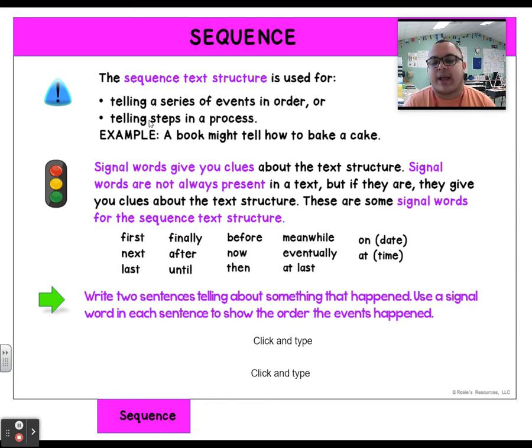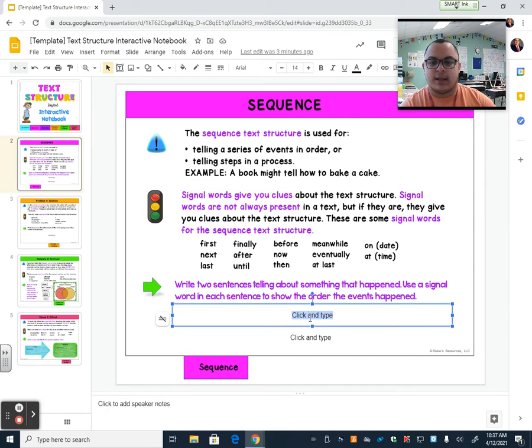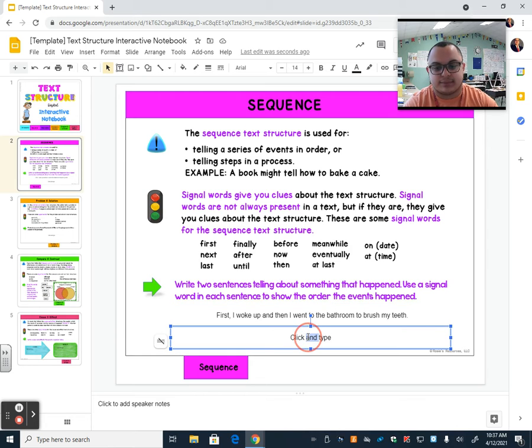So you're going to write two sentences telling about something that happened. Use a signal word in each sentence to show the order in which the events happen. So I'm going to say, first, I woke up, and then I went to the bathroom to brush my teeth. So you can tell the first thing that I did that day is I woke up. And then immediately after that, I went to the bathroom to brush my teeth.